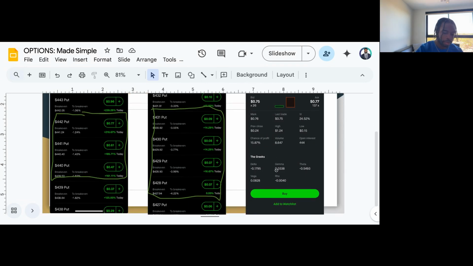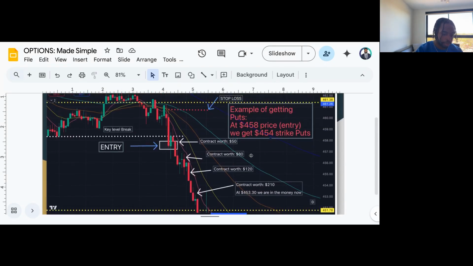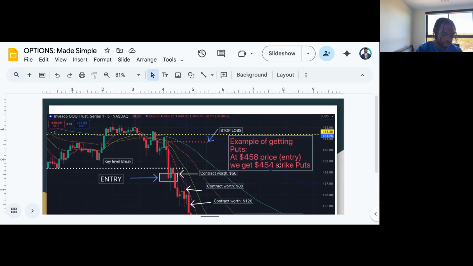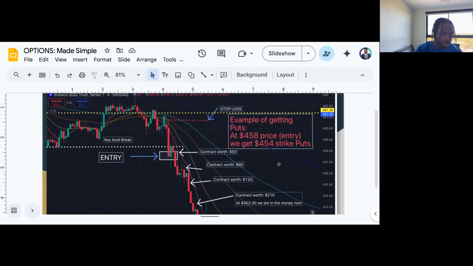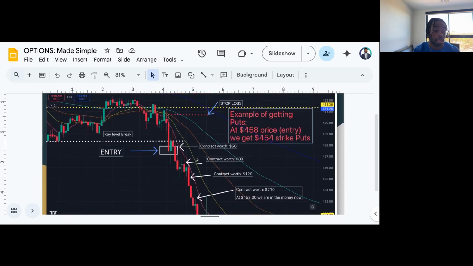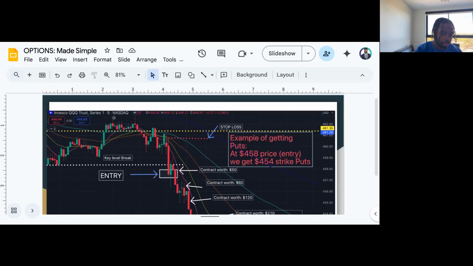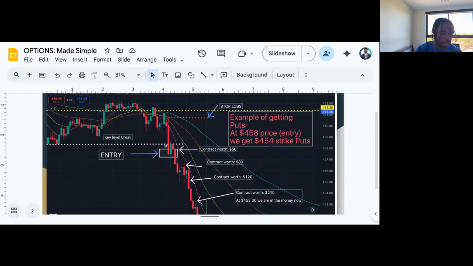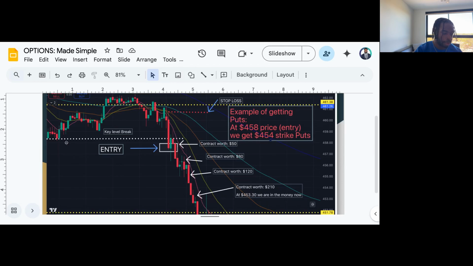Okay, so that's that. So here's an example of a trade. Pretty much I'm getting puts, and this is QQQ. In this case, QQQ had a break below this neckline. So I would enter here after this big move to the downside. We had a retest, but whatever.